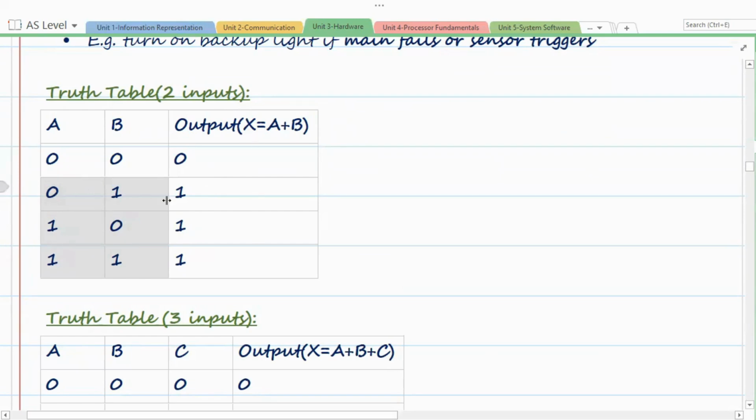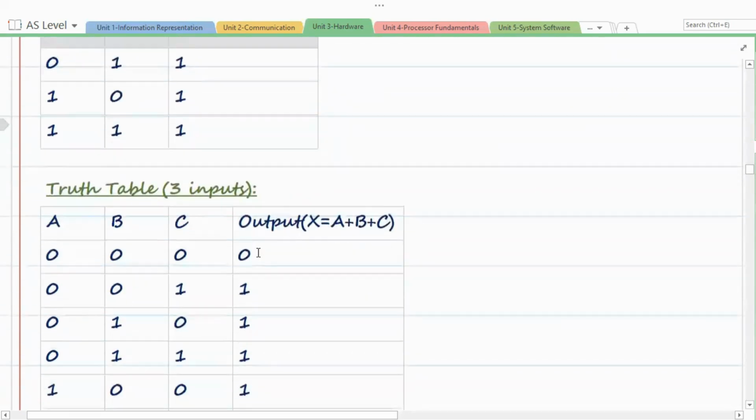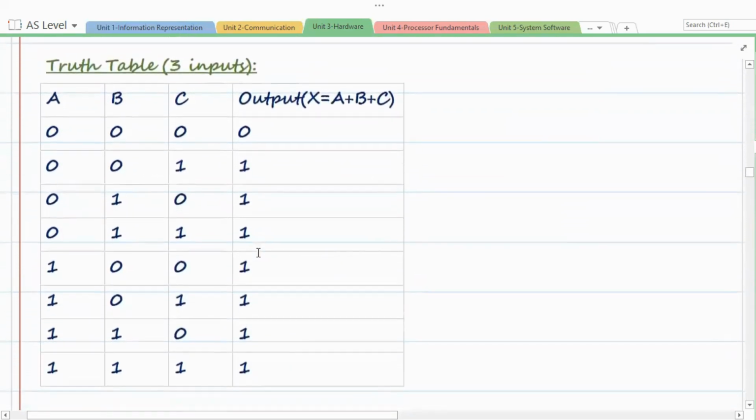So A plus B: if any one of the inputs is 1, your output is 1, and you get 0 when both or all the inputs are 0. Now this is a truth table with 3 inputs.